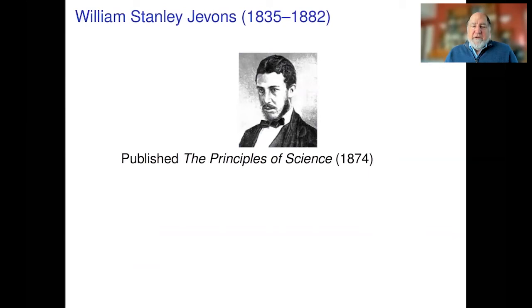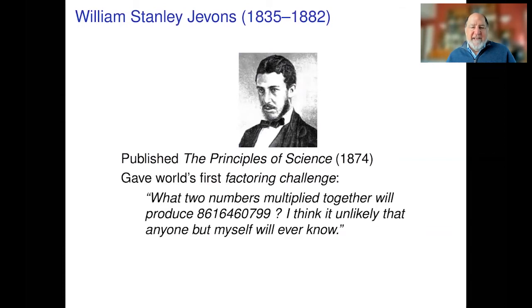Jevons is not as well known among the computer science community. He was an engineer and a prolific writer. He wrote in The Principles of Science, 1874, and he gave the world's very first factoring challenge. And I love this because factoring challenges are part of what we do with RSA these days. He said, what two numbers multiplied together will produce 8616460799, which is as long as a 10-digit phone number in the US. I think it unlikely that anybody but myself will ever know, right?